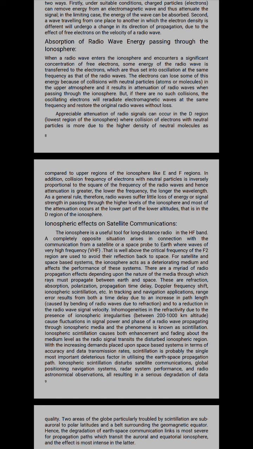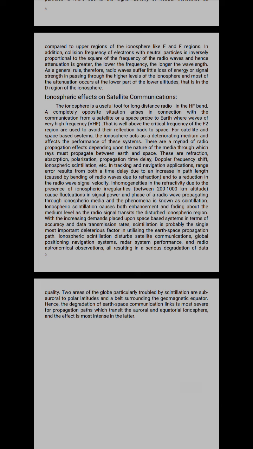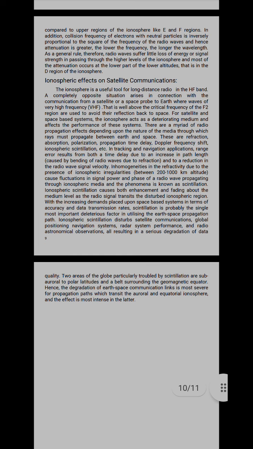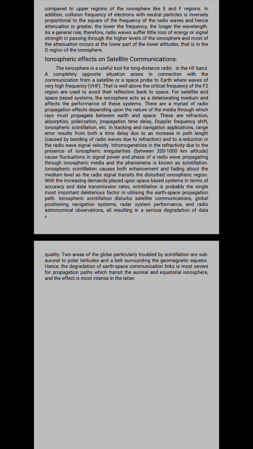Ionospheric effects on satellite communications. The ionosphere is a useful tool for long distance radio in the HF band. A completely opposite situation arises in connection with the communication from a satellite or a space probe of Earth, where waves of high frequency, very high frequency, that is above the critical value of the F2 region, are used to avoid their reflection back to space. For satellites and space-based systems, the ionosphere acts as a deteriorating medium and affects the performance of the system.